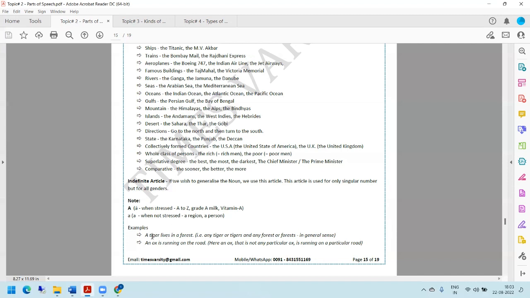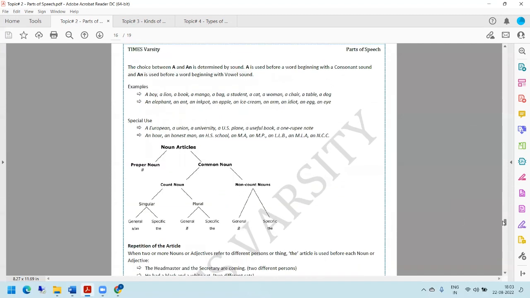An is used if the noun which is coming after the article, the sound of the noun is a vowel sound. If it is a vowel sound, then it should be an. If it is a consonant sound, then it should be a. Okay, some examples. The choice between the article a and an is determined by sound. A is used before a word beginning with a consonant sound, and an is used before a word beginning with a vowel sound. So now some examples.